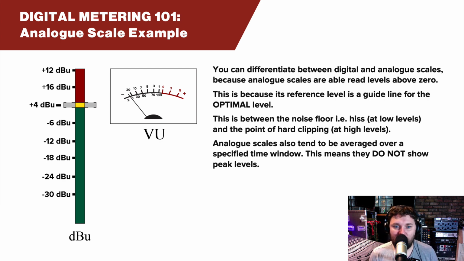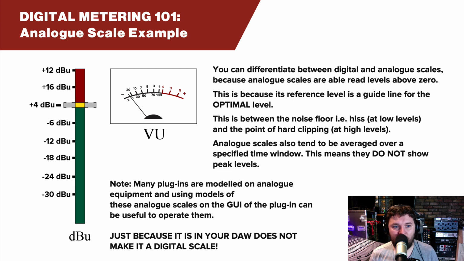So when you're looking at the metering, you've got to make sure that you're knowing whether it's a digital meter and whether it's a peak or an average meter, and adjust how you use them based on that information. And another important thing to note is just because you're finding a particular meter on a digital audio workstation doesn't necessarily mean that it's a digital peak meter. And often you even have models of old school analog equipment that will use the original meter type of that unit. So just because you find it in your digital audio workstation doesn't necessarily mean that it's a digital meter.